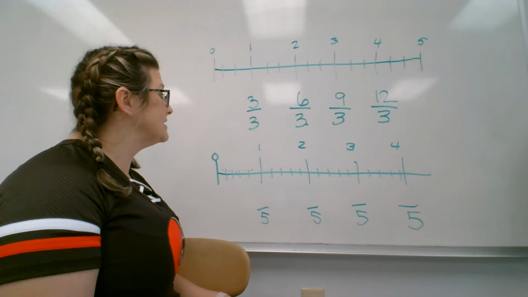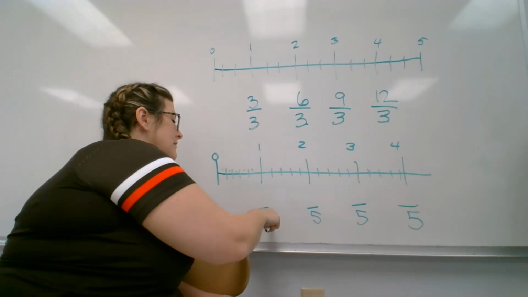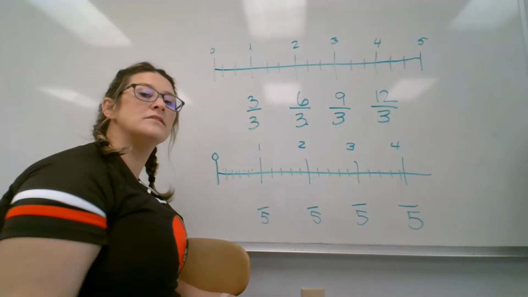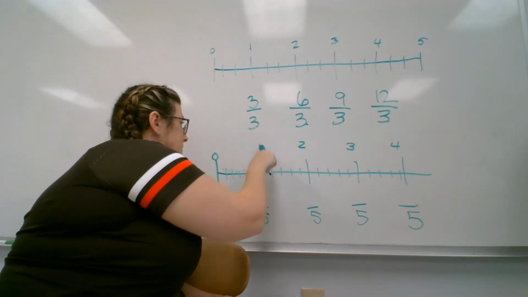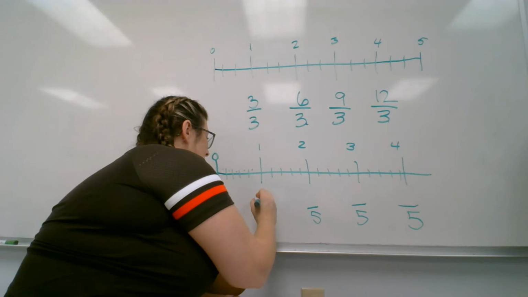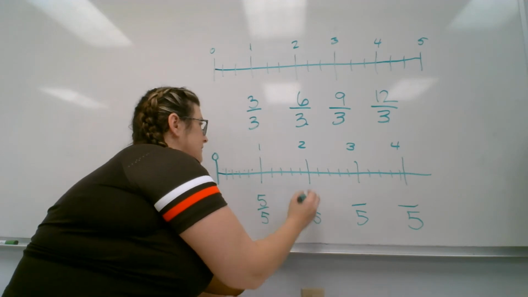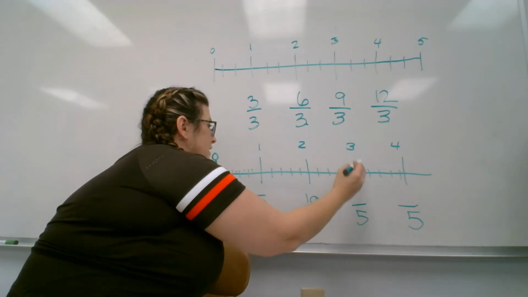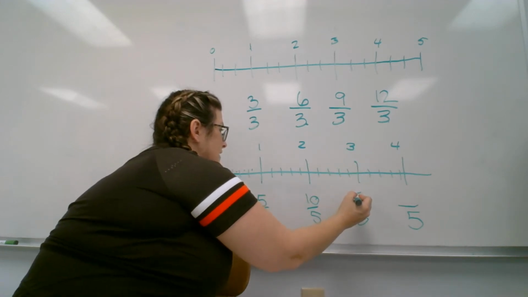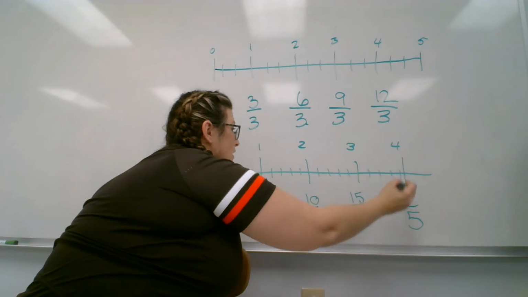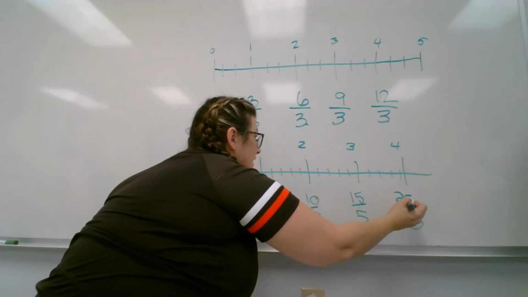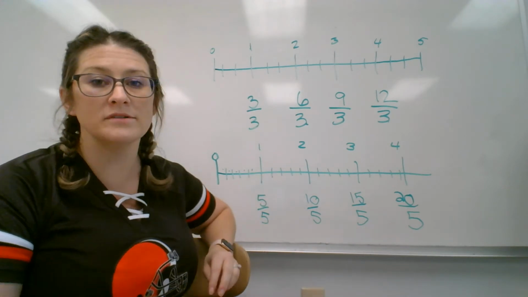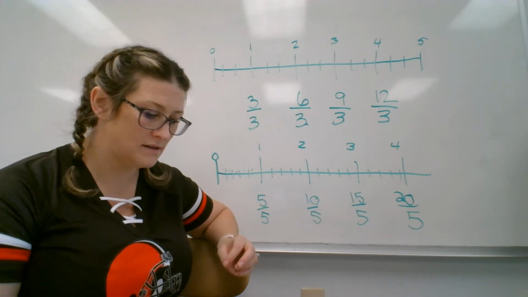Next, to get my top numbers, I'm going to take the denominator of my fraction and multiply it by the big number on the number line. 5 times 1 is 5. 5 times 2 is 10. 5 times 3 is 15. 5 times 4 is 20. All right. These are the fractions for the whole numbers on these number lines.